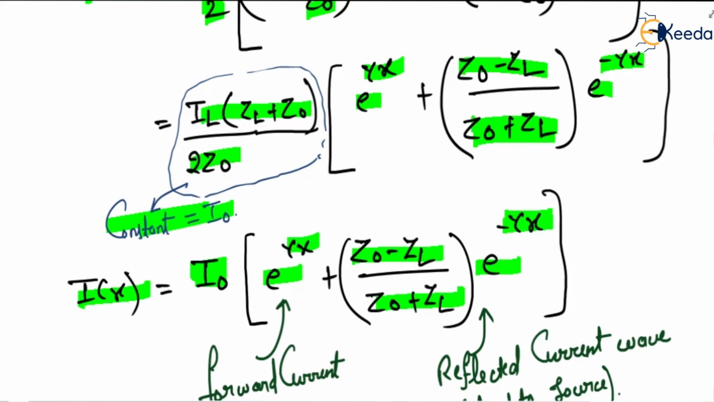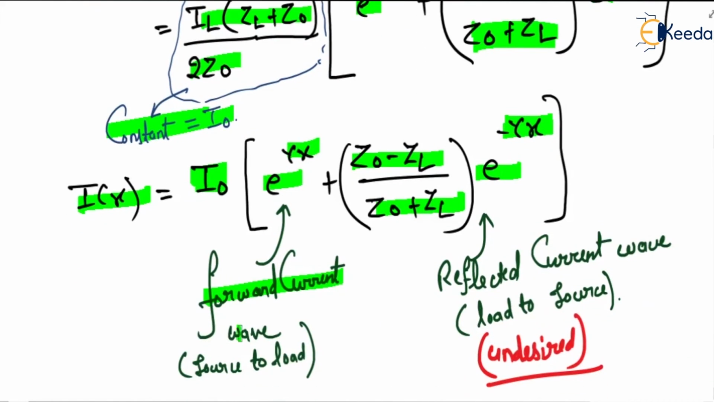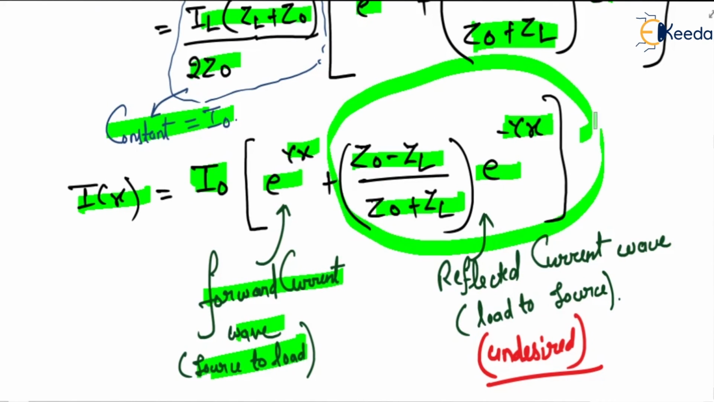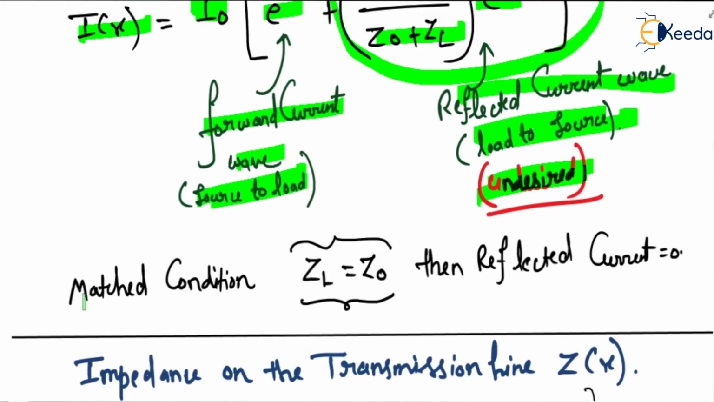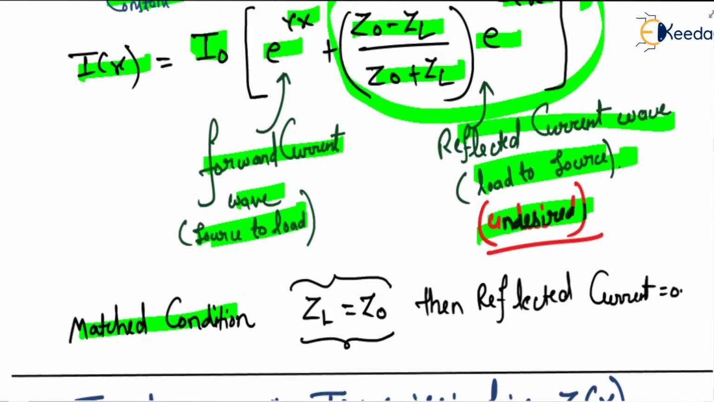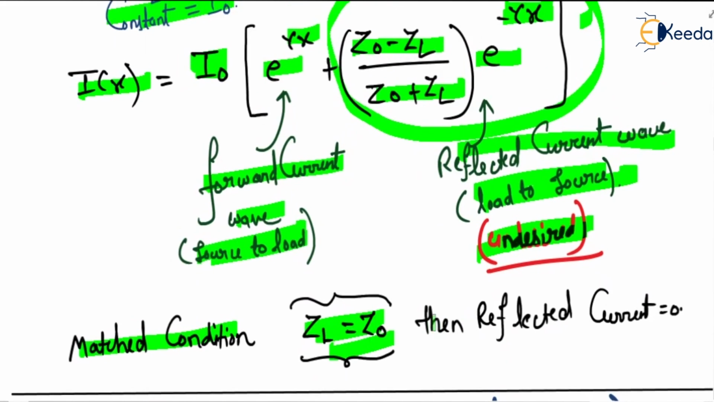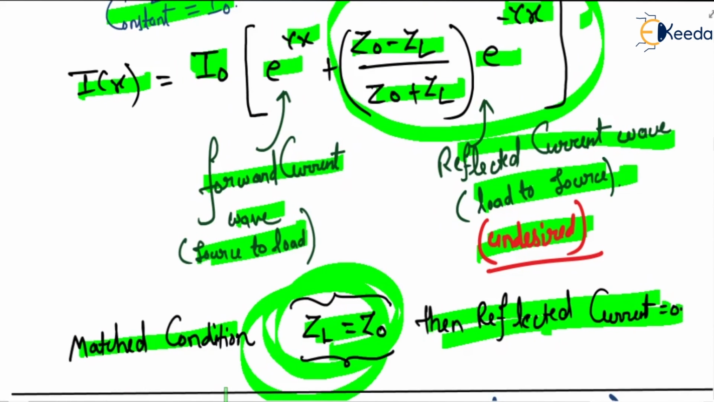So again, this is the forward current wave going from source to load, and this is the reflected current wave, going from load to source, which is undesired. At the matched condition, ZL is equal to Z0, and the reflected current wave will be equal to 0. So remember, the matched condition is ZL equal to Z0. In this case, the reflected voltage wave will be equal to 0 and the reflected current wave will also be equal to 0.